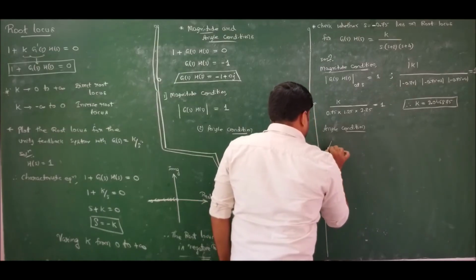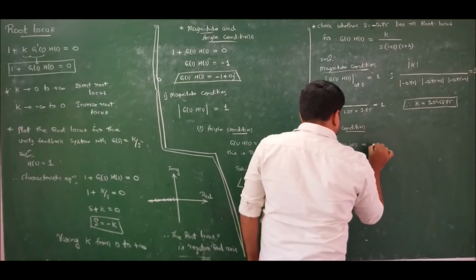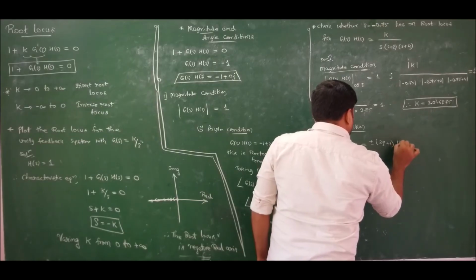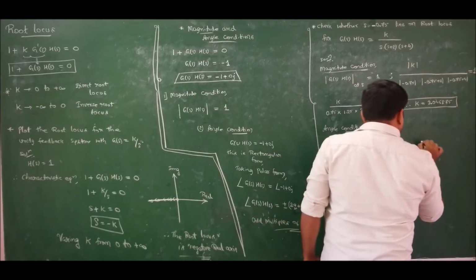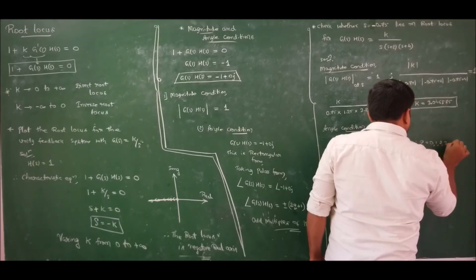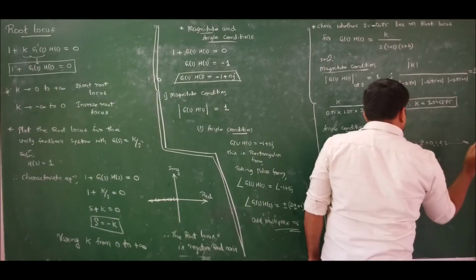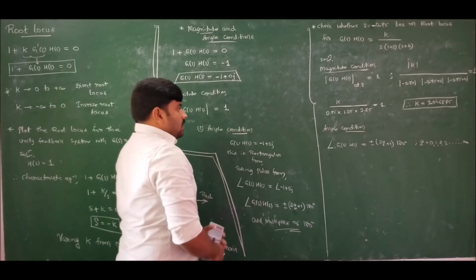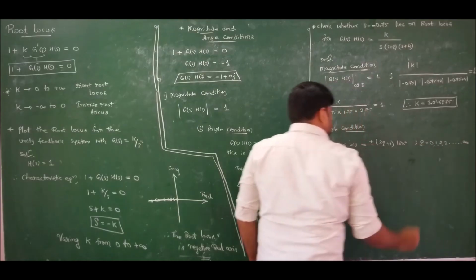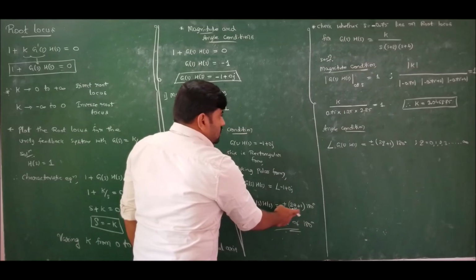The angle condition states that the angle of G of S into H of S must be equal to plus or minus (2q plus 1) into 180 degrees, where q can take a value of 0, 1, 2, 3, etc. to infinity. That is, odd multiples of 180 degrees. Here q can take any value from 0 to infinity.